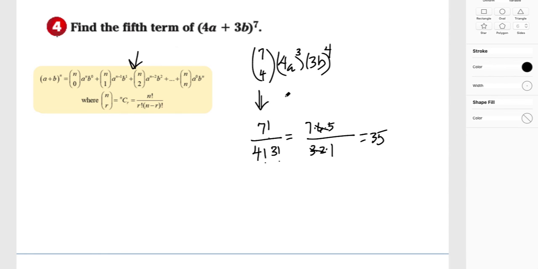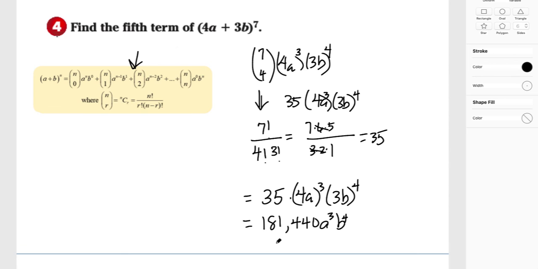So 35 times the following, 4a to the third power, quantity to the third power, that is, times 3b to the 4th power. So when I take the time to multiply all that together, we get 181,440, a to the third times b to the 4th. I'm glad we didn't use Pascal's triangle for that. So we can see some really neat usages. There's some slight subtle differences.